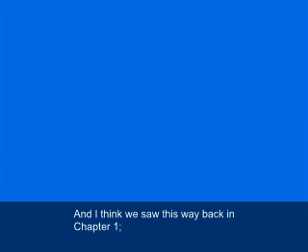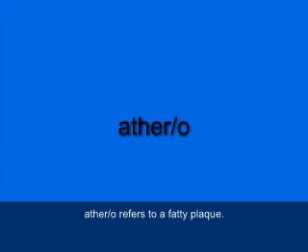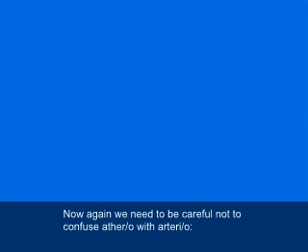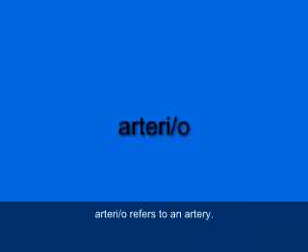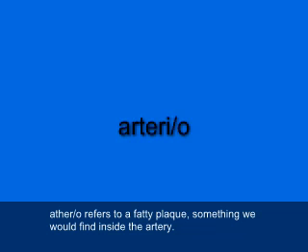And finally, we have athero. And I think we saw this way back in Chapter 1. Athero, ATHER/O, refers to a fatty plaque. Now again, we need to be careful not to confuse athero with arterio. ARTERI/O, arterio refers to an artery. Athero, ATHER/O, refers to a fatty plaque, something we would find inside the artery.